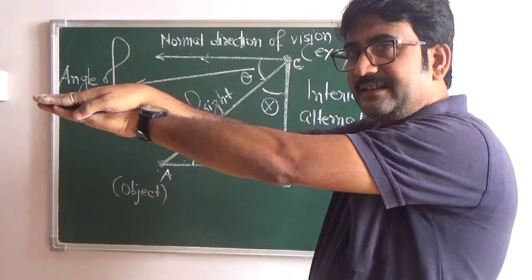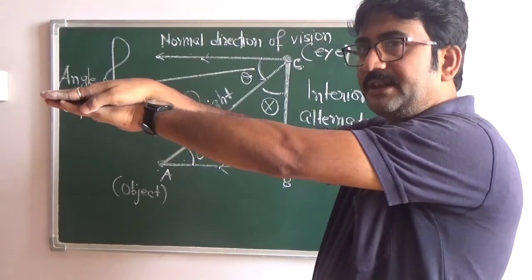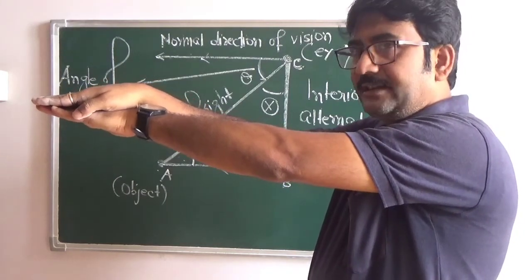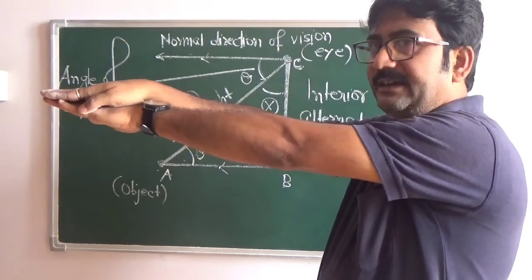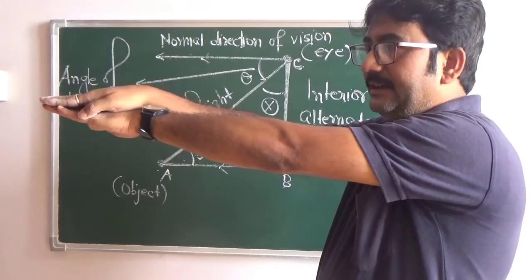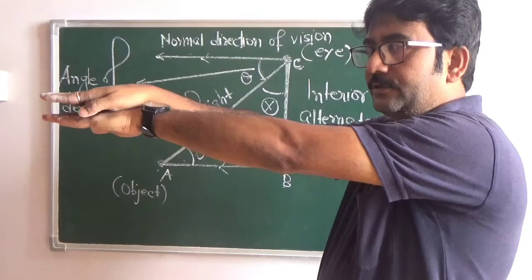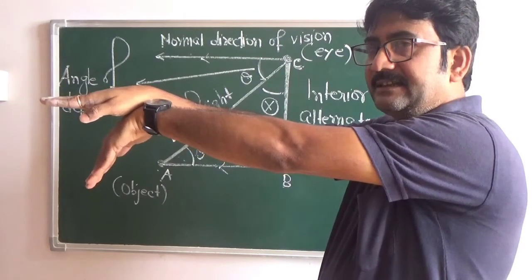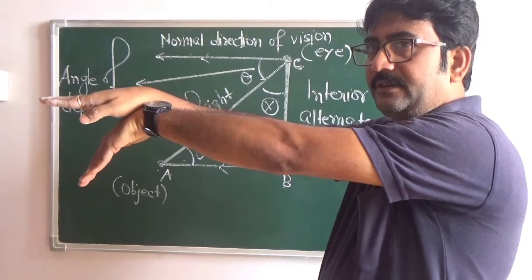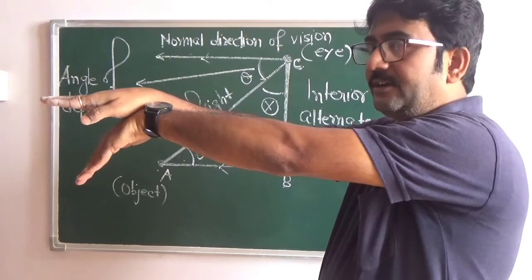So hopefully it is clear. Again I repeat, if you are looking at an object which is below the horizontal level, so this is the normal direction of vision. If you are to look at an object which is below the horizontal, your head and eyes have to go down like this, and the angle that is formed between these two palms is the angle of depression.